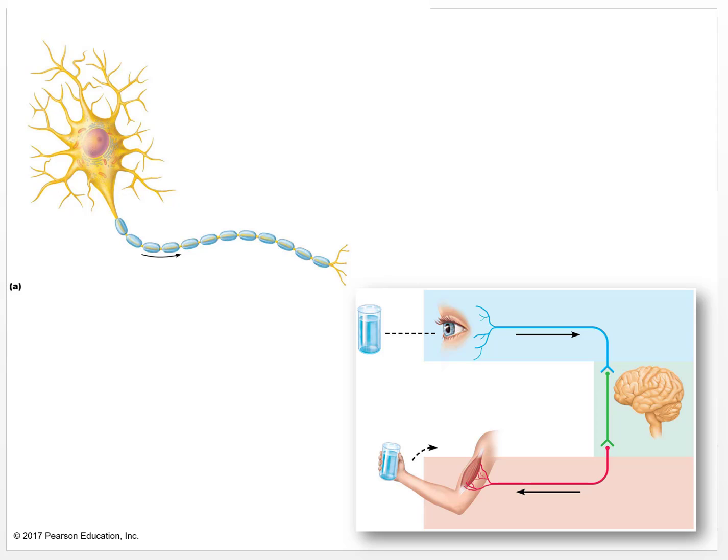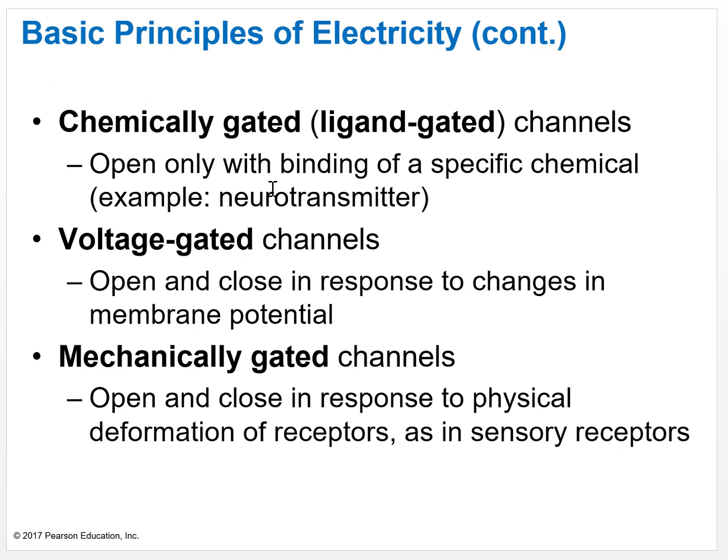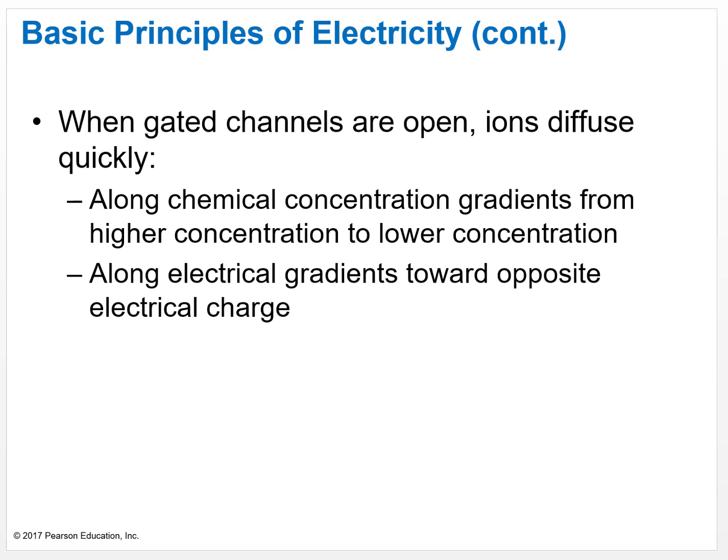All right, so keep in mind that we have the electrical, right, those voltage gated, we have the chemically gated, and those mechanicals. With our resting membrane potential, we're definitely going to tag into these chemically gated and voltage gated. Right. So basic principles are, when the gated channels are open, it's going to allow those ions to diffuse very quickly. And they're going to move along the chemical concentration gradient.